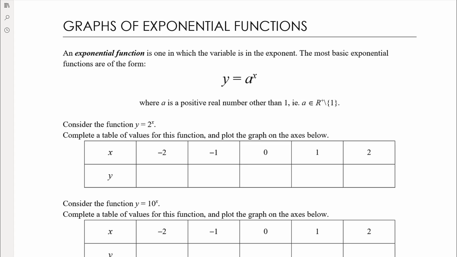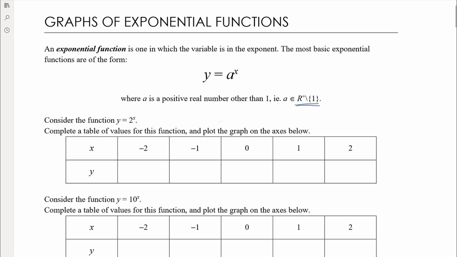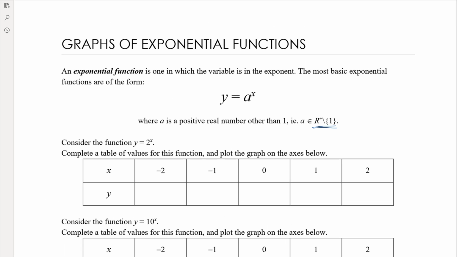So an exponential function is y equals a to the power of x, but only where a is a positive real number other than 1, i.e. in the notation we've covered in our most recent topic, R plus excluding 1. That's because if a was 1, we would have y equals 1 to the power of x, which is just y equals 1. That's not an exponential function, that's a horizontal line through y equals 1.